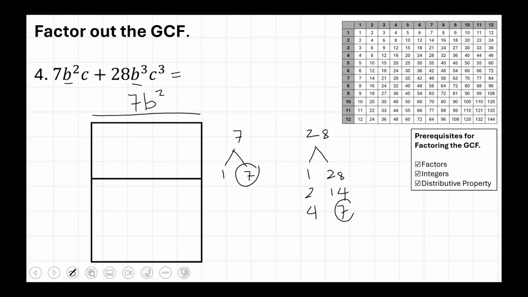Then for the c, we have c to the 1 here in the first term and c cubed on the second term. So the greatest common factor or the greatest number of c that we have is only 1. That is the only common. Now that we have our GCF, we can complete the missing dimensions of our rectangle or area model. Oh, by the way, we forgot to write our area. Sorry about that.